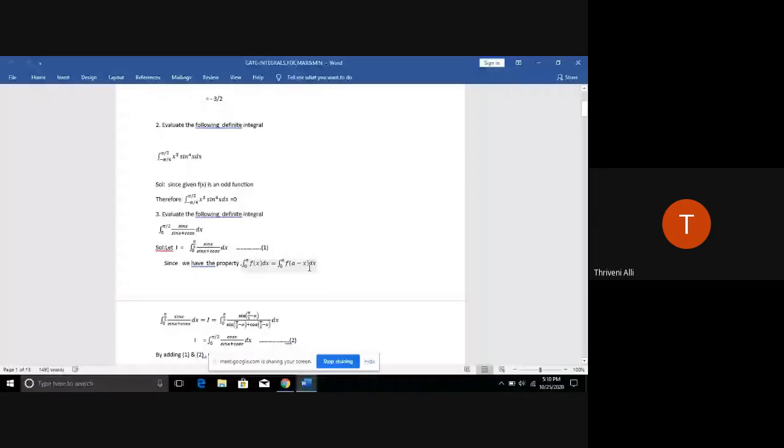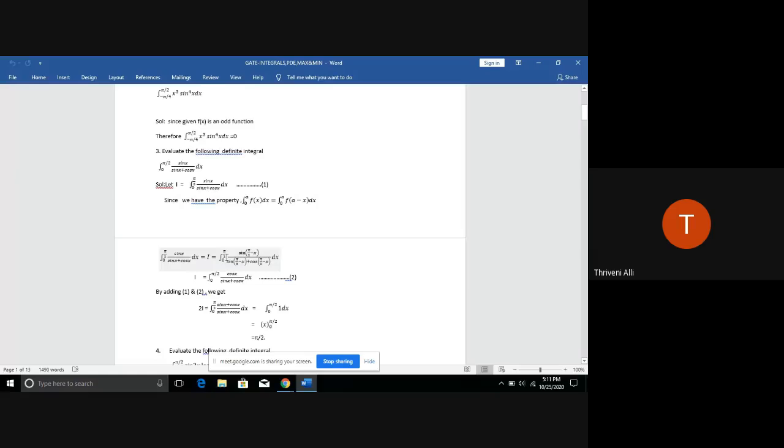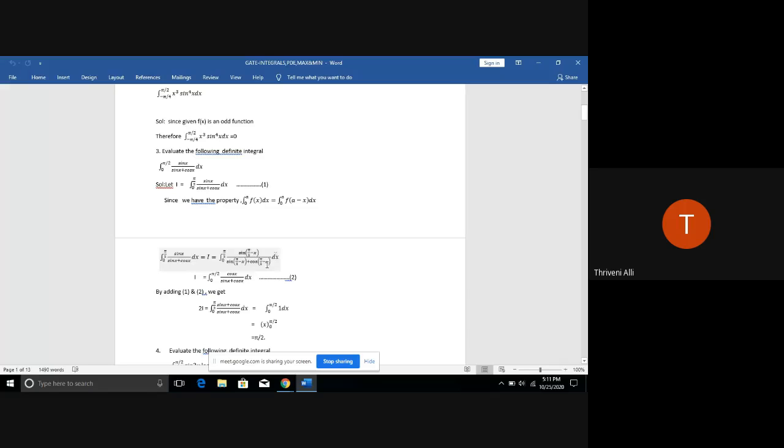Using this property, we replace x by pi by 2 minus x in the given integral. So we have the integral from 0 to pi by 2, where we replace f of a minus x; here our a is pi by 2. So sine of pi by 2 minus x by sine of pi by 2 minus x plus cos of pi by 2 minus x dx. What is sine of 90 minus theta? It is cos theta. Similarly, we get cos x by sin x plus cos x.